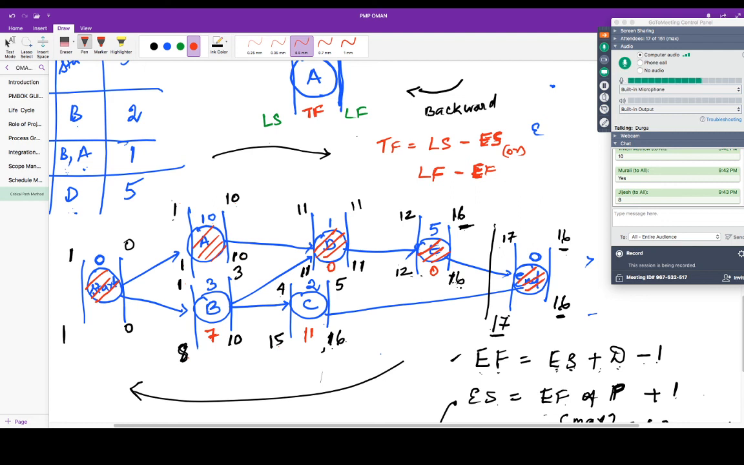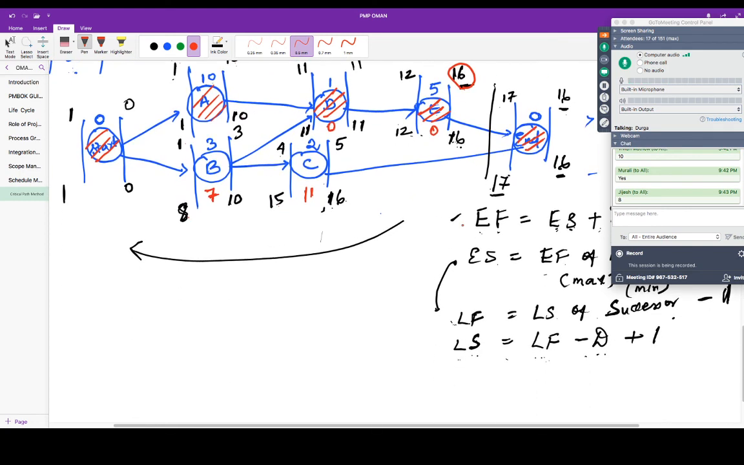And what is the float of B? Float of B is 7. Float of C is 11. You understand? So the total duration of the project is 16 days. Otherwise, you can add all the critical activities A, D, and E. So what is the duration? It is 16 days.